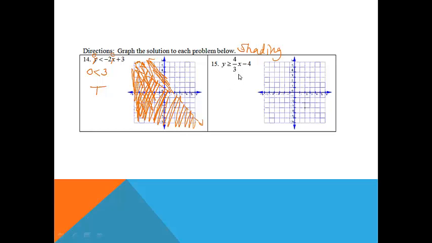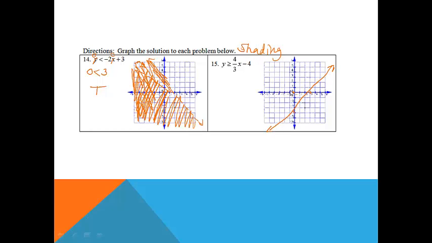All right, problem 15, y is greater than or equal to 4/3 x minus 4. Again, we're going to graph this just like it were a normal line. So we're going to start down at negative 4, and then we are going to go up 4, and then over 3. This time we get to use a solid line because there is an equal sign. There we go. Could be a little straighter, sorry about that.